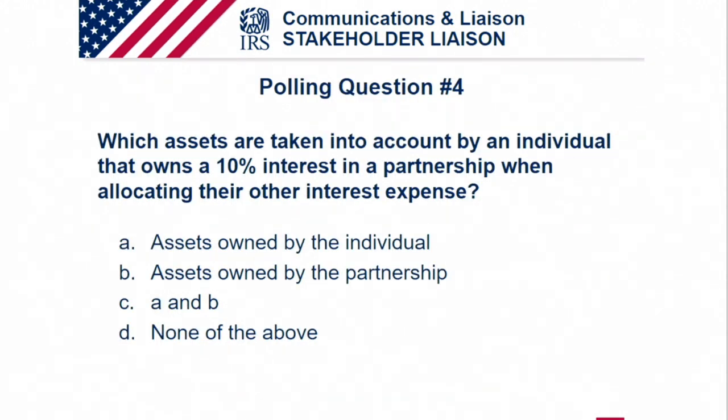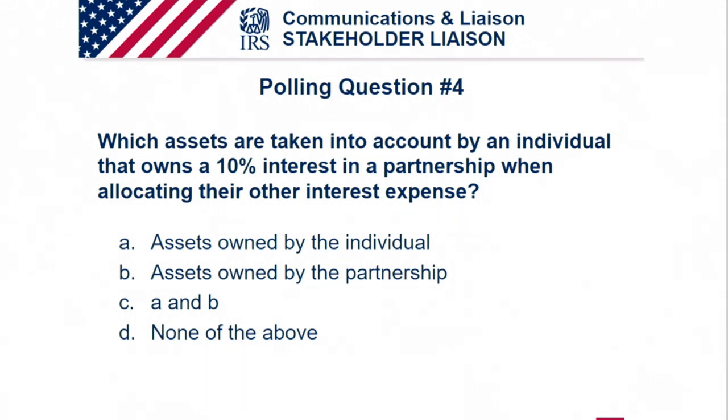Yep, Karen, we are at our final polling question. So audience, here is your fourth and final polling question. Which assets are taken into account by an individual that owns a 10% interest in a partnership when allocating their other interest expense? Is it A, assets owned by the individual, B, assets owned by the partnership, C, A and B, or D, none of the above?